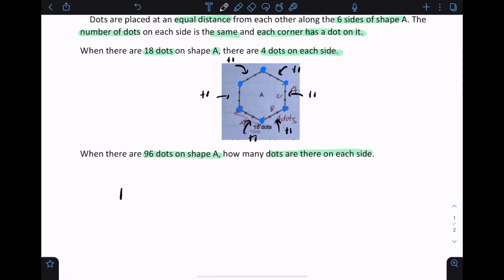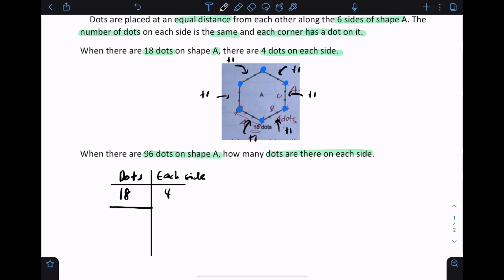So let's say it's 18 dots. How many dots are there on each side? Because that's what they're interested in, right? Each side will be 4.